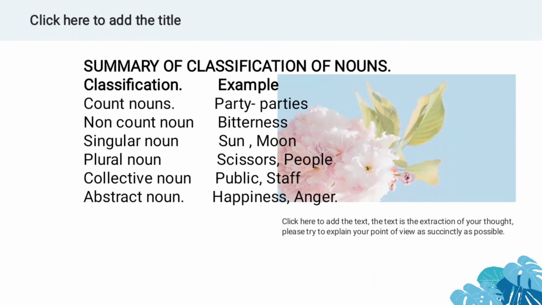We move on to the summary of classification of nouns. Classification of nouns with examples. Count nouns: we have party, parties. Non-count nouns: we have bitterness. Singular nouns: we have sun, moon. Plural nouns: we have scissors, people. Collective nouns: we have public, staff. Abstract nouns: we have happiness, anger.